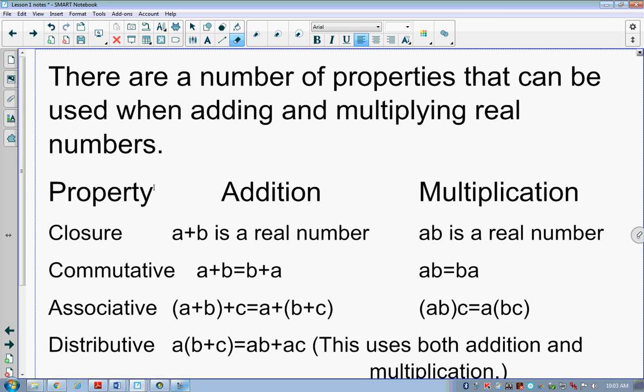The distributive property, you'll notice it's not the distributive property of addition, and it's not the distributive property of multiplication. Distributive property uses both addition and multiplication, meaning that I'm going to distribute the a to the b and the c. So it's a times b plus a times c. And distributive property is one that you should have already seen. You guys are familiar with the distributive property, correct? Again, I'm not giving you anything new.